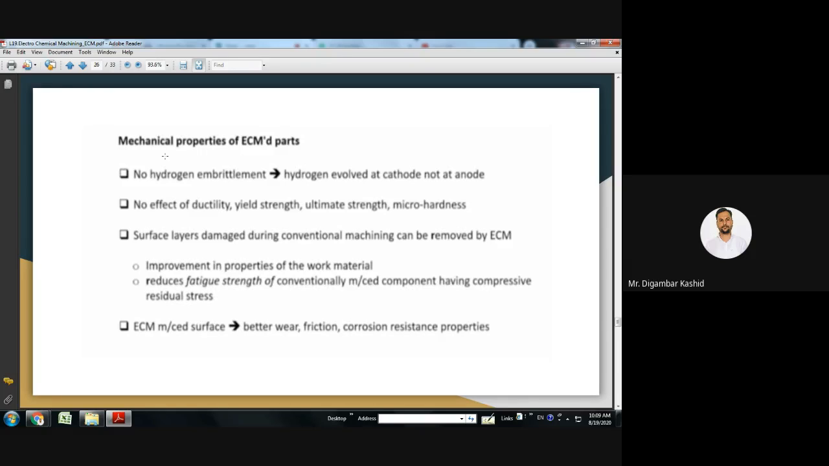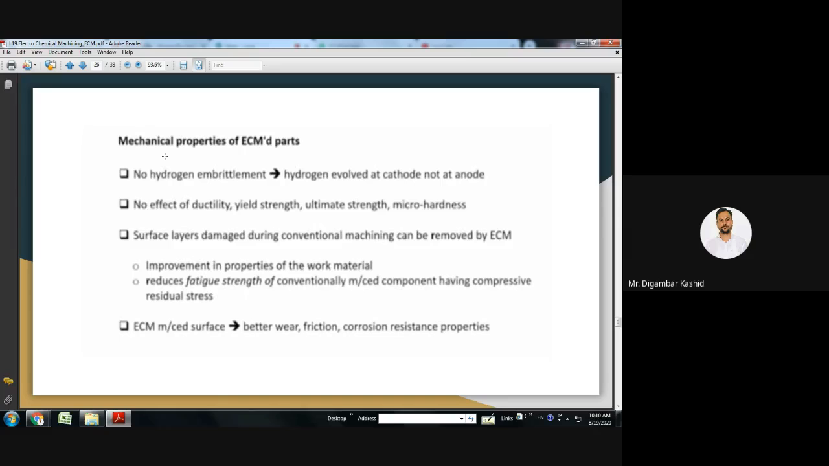Many researchers have reported that there is no effect of ECM on the ductility, yield strength, ultimate strength, or micro hardness. The important point is that the electrochemical machining has no effect on these mechanical properties: ductility, yield strength, ultimate strength, and micro hardness.